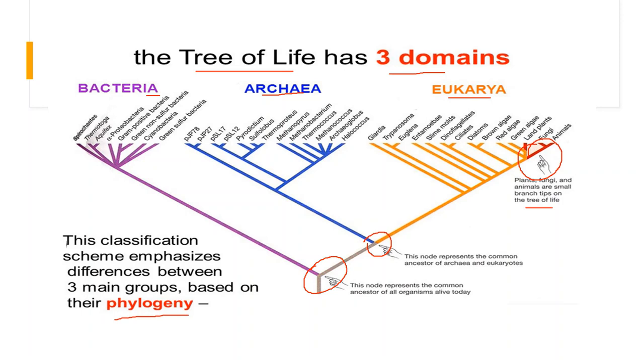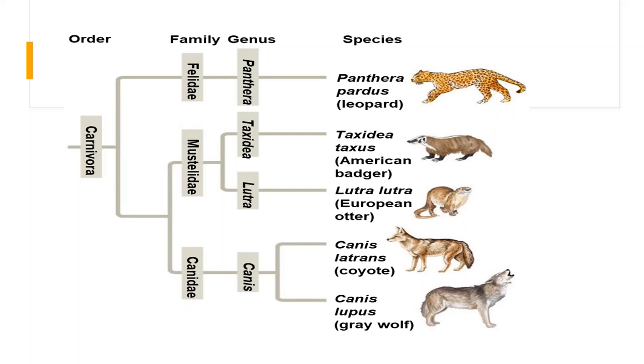This slide shows to you the phylogenetic tree starting from taxon order. So for example here, carnivora branching into another taxon, which is family. We have felidae, mustelidae and canidae, and branching into genus, panthera, taxidea, lutra and canis, and the last branch will be the species. So here from the order carnivora, we have panthera pardus, taxidea taxus, lutra lutra, canis latrans and canis lupus.